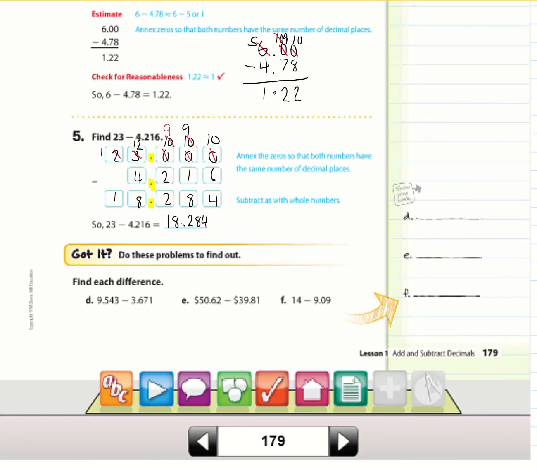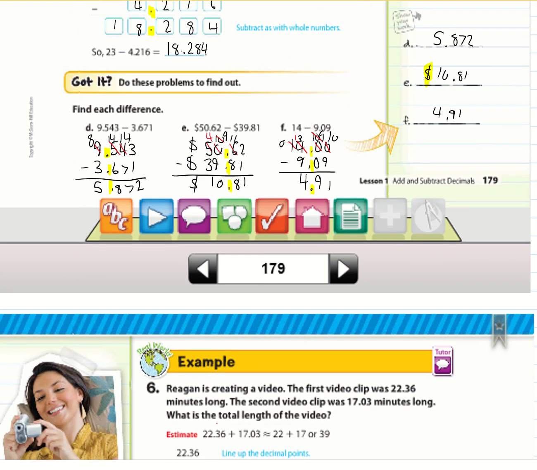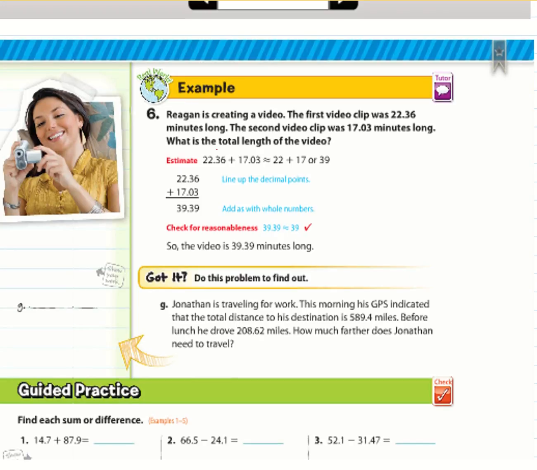So go ahead and pause the video and try D, E, and F. So here are the answers for D, E, and F. It's very important that we make sure that all of our decimals are lined up along with all of our place values of all of our numbers. So the ones place is with the ones place, and the tens and tenths, and any other numbers further than that. Also in E, make sure that we carry the dollar sign in our answer because you may still get it wrong without that dollar sign. But we're going to move on to example 6.